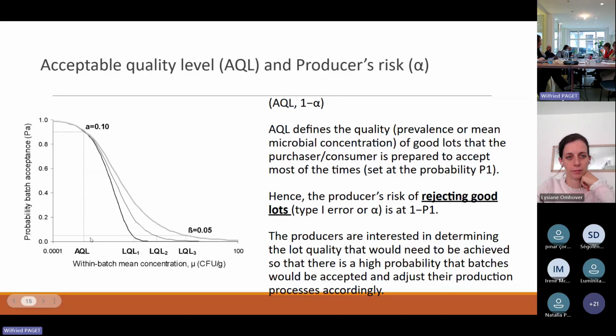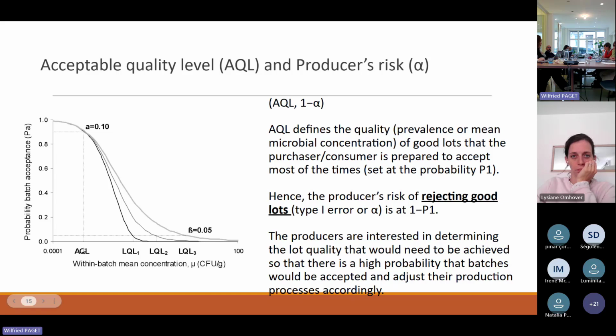But it's in the limit. It is good, but in the limit of good. So meaning that the lots must have at least this quality level, at least. So it should be better. The producer should produce lots that are of better quality than the acceptable quality level. This is why it's called acceptable.